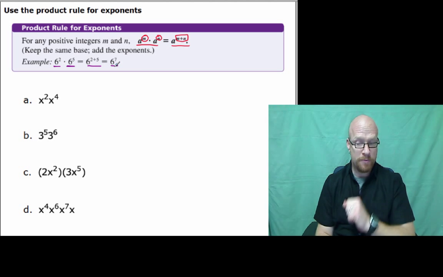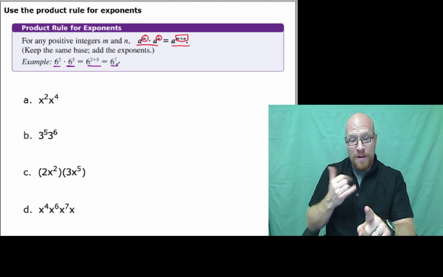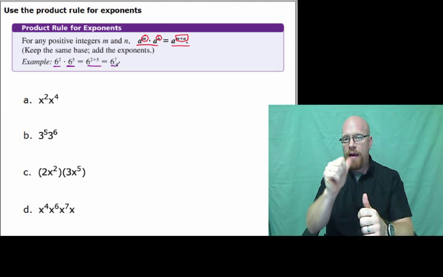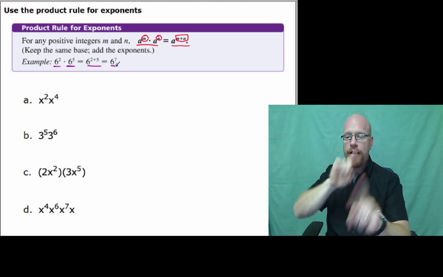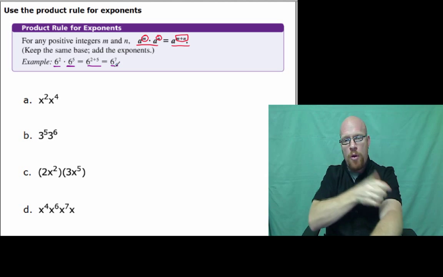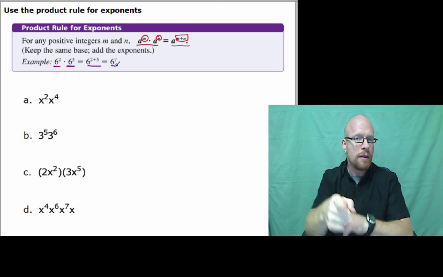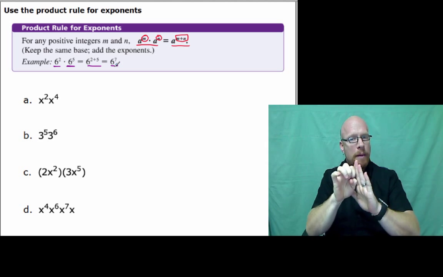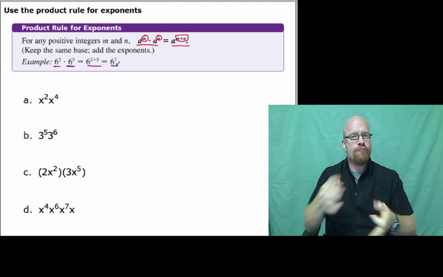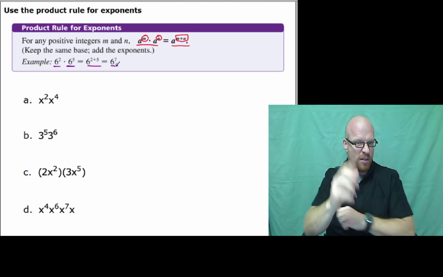Okay? So for now, we're going to leave that answer, 6 to the 7th, unmultiplied. We're going to leave it as 6 to the 7th. Now, I'll be doing some examples, and I will explain what's going on in each example.